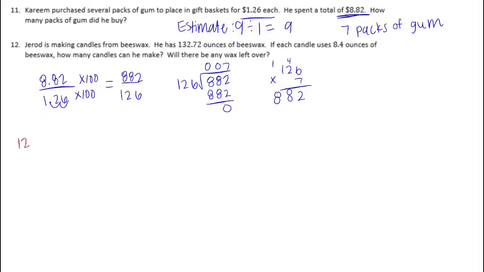Okay, number 12. Jared is making candles from beeswax. He has 132 and 72 ounces of beeswax. If each candle uses 8 4/10 ounces of beeswax, how many candles can he make? Will there be any wax left over? So first let's estimate.